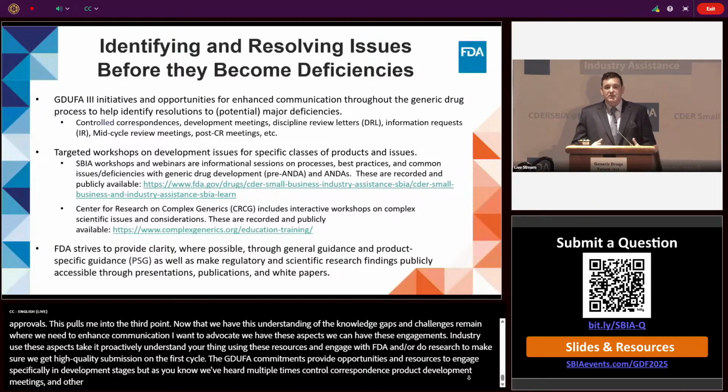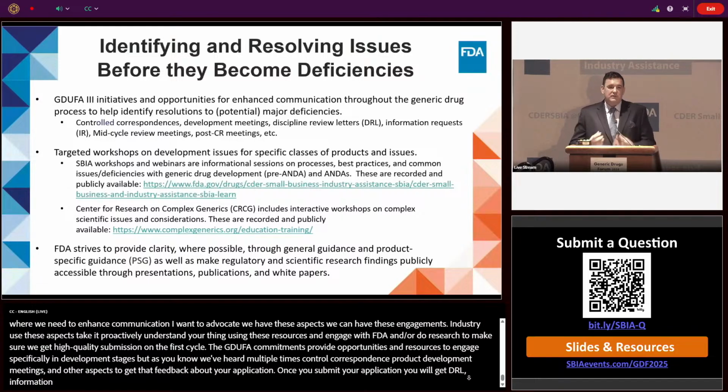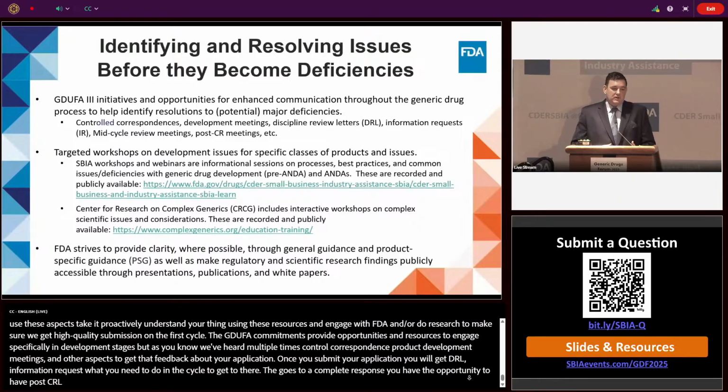requests. This is going to give you better information right now on what you need to do in the cycle to get there. If it goes to a complete response letter, you still have the opportunity to have a post-CRL meeting to get additional clarity. If you need the clarity, use these opportunities at those multiple stages to increase that submission quality.